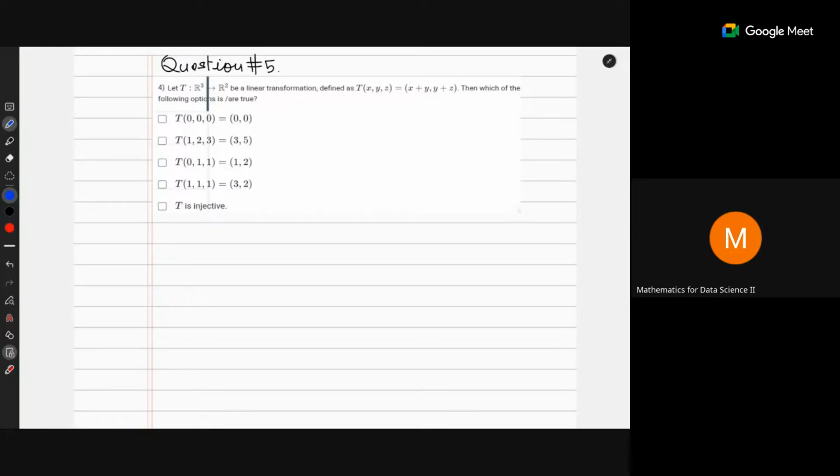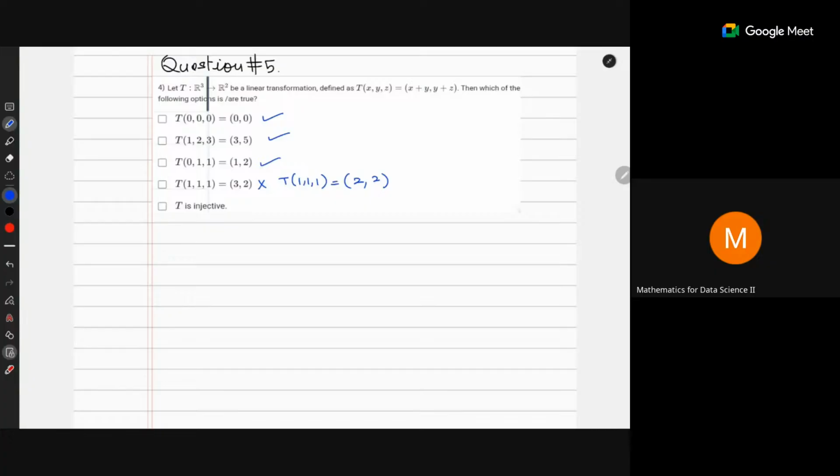So let's see. Does 0, 0, 0 map to 0? Yes, sir. So first one is true. Second one? T(1, 2, 3) is 3 plus 5. Second is also true. What about the third one? It is also true. Correct. Fourth one? It is false. Fourth one is not true because T(1, 1, 1) is equal to (2, 2), so this is false.